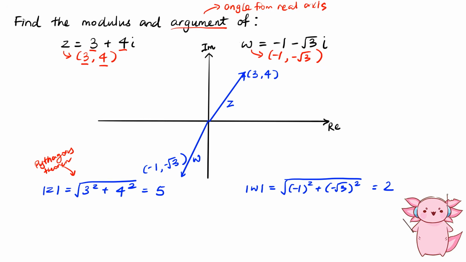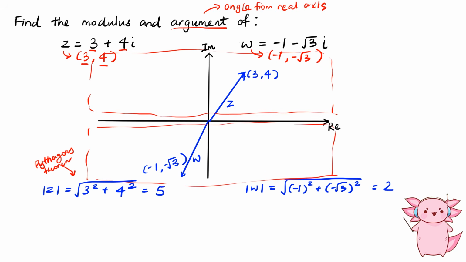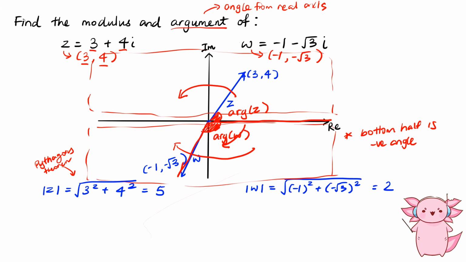For the argument, it's different for the top half and the bottom half. So at the top half, it's the positive angle from this line to this line in the anti-clockwise direction. And for the bottom half, it's the negative angle from this line to this line in the clockwise direction. So the argument of z is just the tangent inverse of the opposite over adjacent, which gives us 0.93 radians.